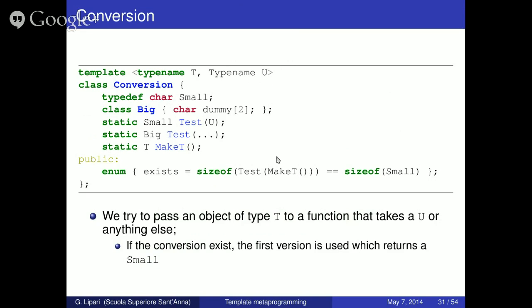When t cannot be converted to u, the other test function is going to be called. The size of big is different from the size of small, for sure, and so exist is going to be false. So if the conversion exists, if t can be converted into a u, then exist is true. Otherwise, it's false.